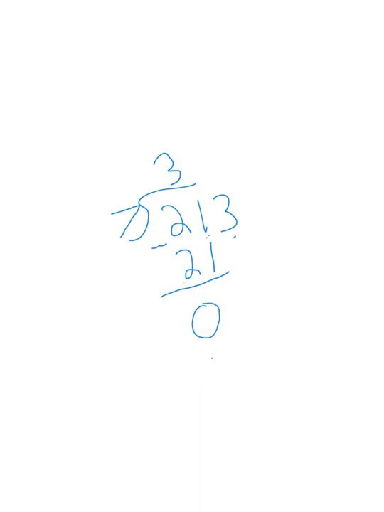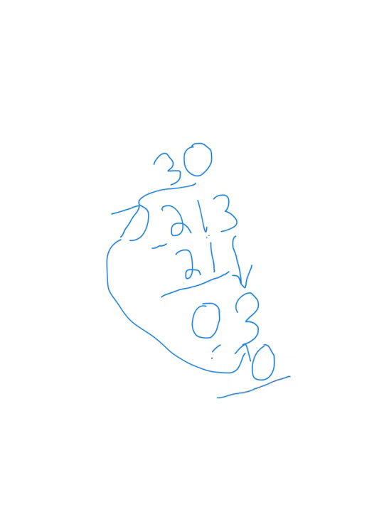Now you're going to bring down your 3, which is the next number in your problem. And don't bring down any other numbers, just the one right there. So bring down the 3, and then you see if 7 can go into 3. And it cannot. So then you put a 0. And 7 times 0 is 0. So then you subtract 0 from 3, which is 3. And that's the number you have left after dividing.